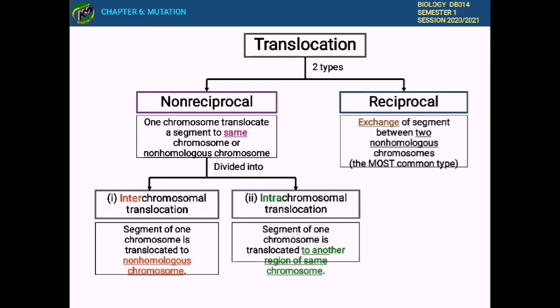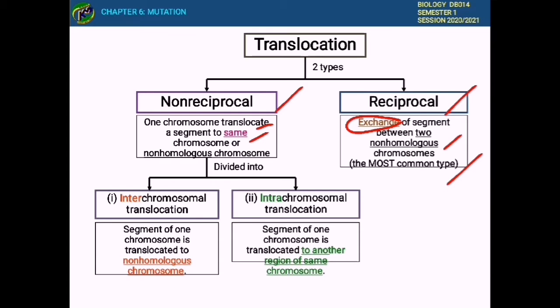The first one is non-reciprocal translocation and the second is reciprocal translocation. Let's compare these two. For non-reciprocal translocation, one chromosome translocates a segment to the same chromosome or a non-homologous chromosome. But here the term is exchange. For reciprocal, there is exchange of segments between two non-homologous chromosomes, and this is the most common type of translocation. Okay, back to non-reciprocal.